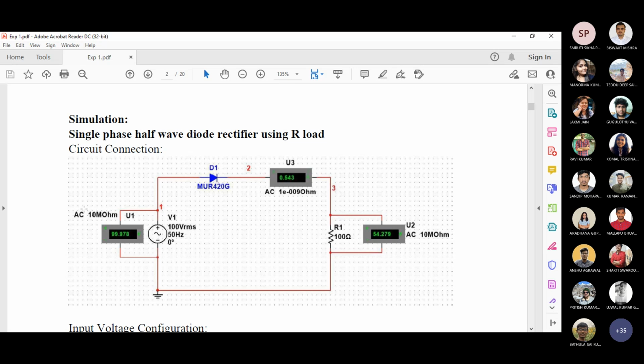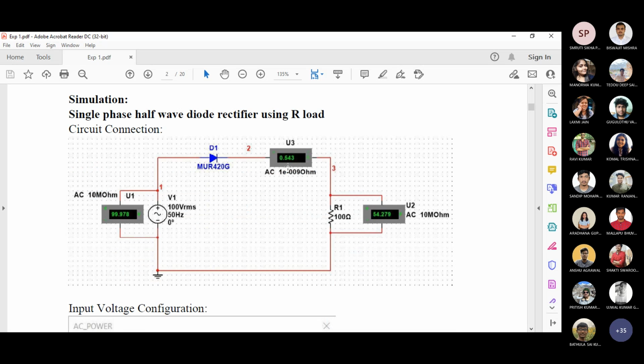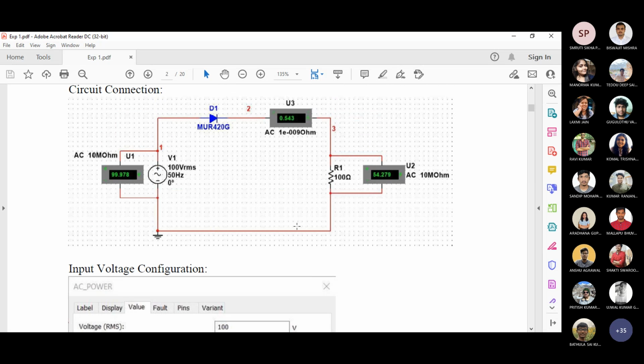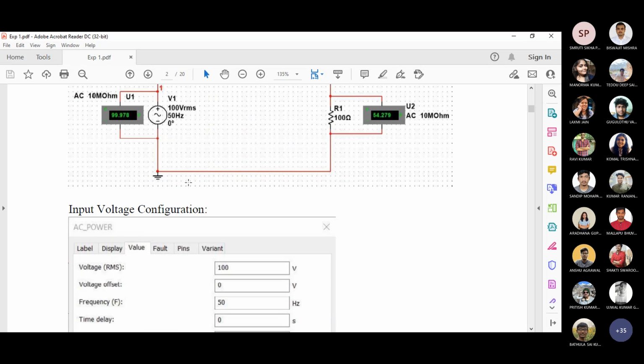Here we are using a digital voltmeter and ammeter, whatever you can use. So this is the single phase one, and here you are using simulation. This is the NI Multisim circuit, so you have to give some figure number. Figure one is the circuit diagram of your half wave rectifier with no load.